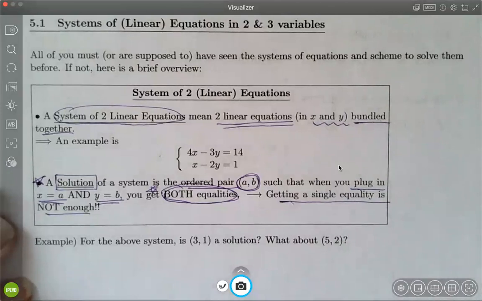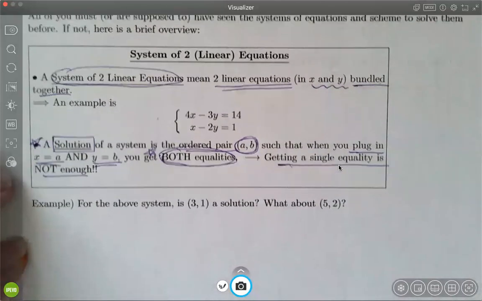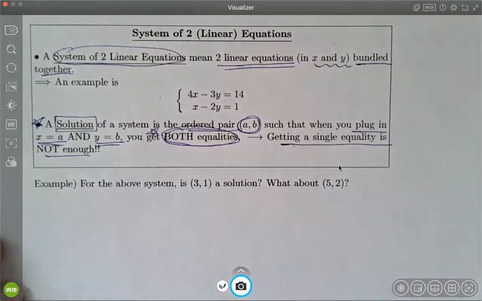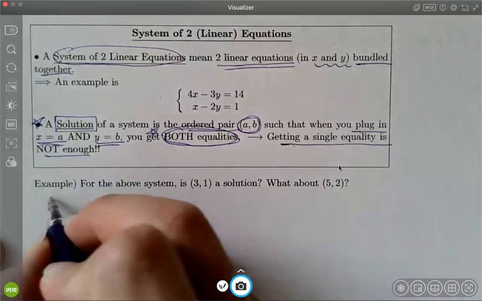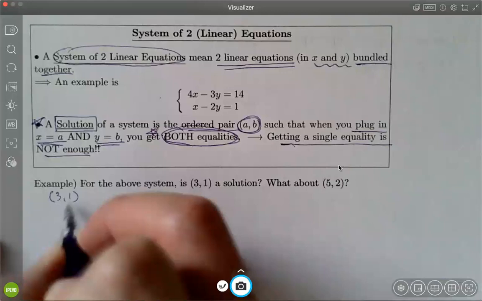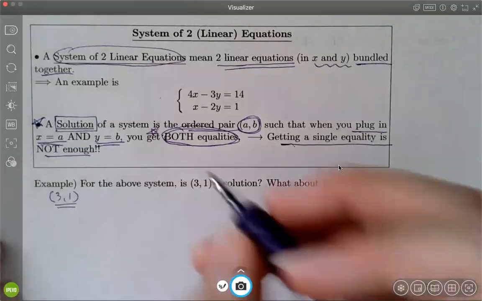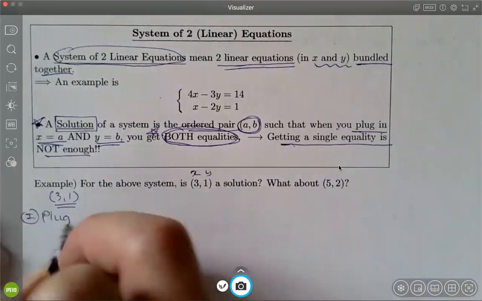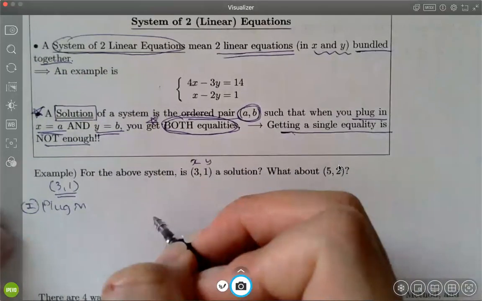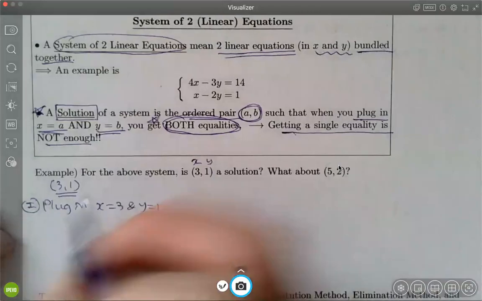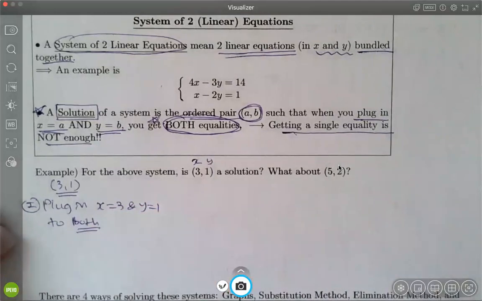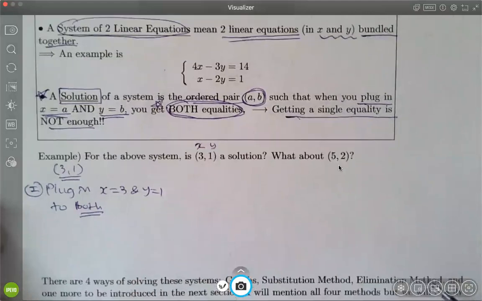Okay, so here is an example. For the above system, is 3, 1 a solution? What about 5, 2? So start with 3, 1. Okay, so what does that mean? x is equal to 3 and y is equal to 1, right? Okay, so what do you have to do? Plug in x equals 3 and y equals 1 to both equations, right? Okay, not just one, right? Okay, so what do you get?